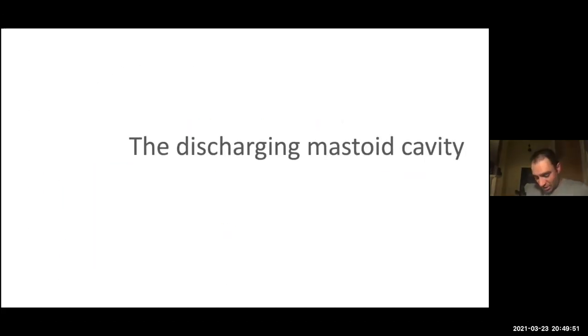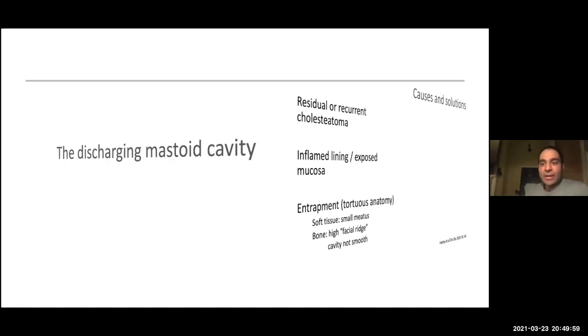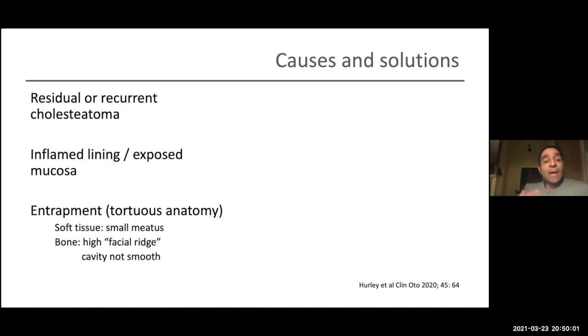So I'm going to finish now by talking about the discharging mastoid cavity. So you've got this cavity that's causing problems. What else can you do with that? Causes and solutions. There may be residual recurrent cholesteatoma that can certainly occur, and then you try and excise that. It may be that there's exposed mucosa and inflamed lining, and then you would need to excise that and regraft with, for example, fascia, with the idea that it will reheal with squamous epithelium.